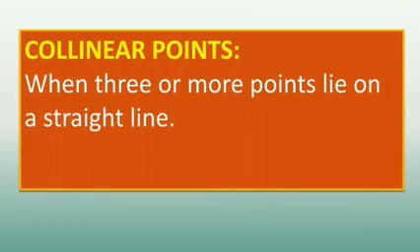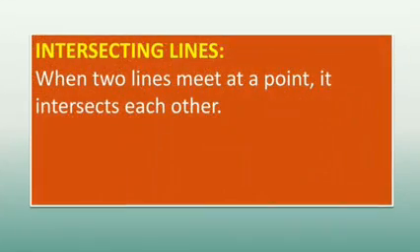Collinear points. When three or more points lie on a straight line, then those points are called collinear points. You can see there are many points on a straight line. All these points are called collinear points.